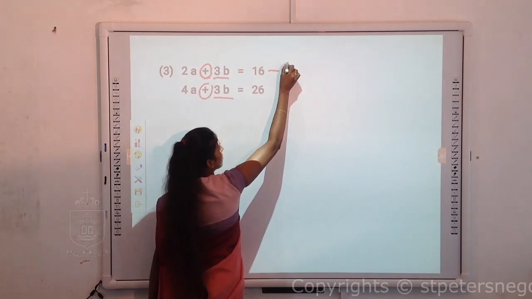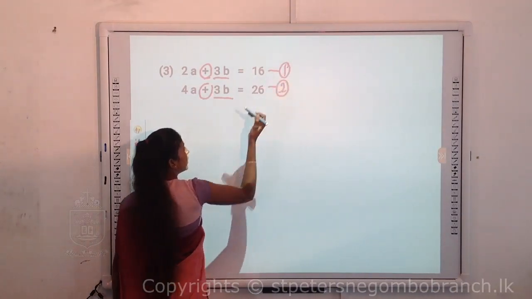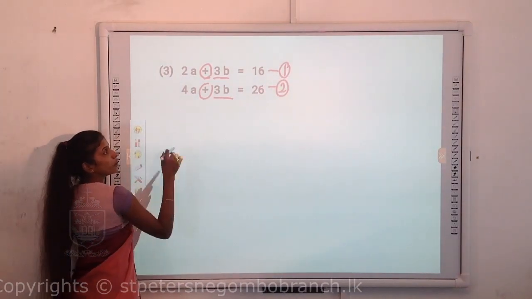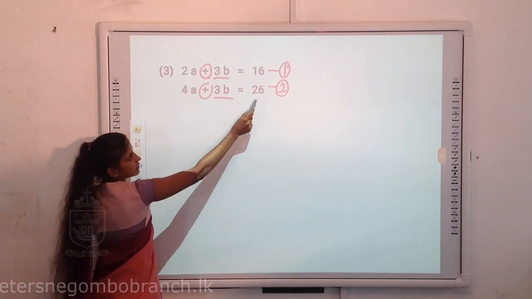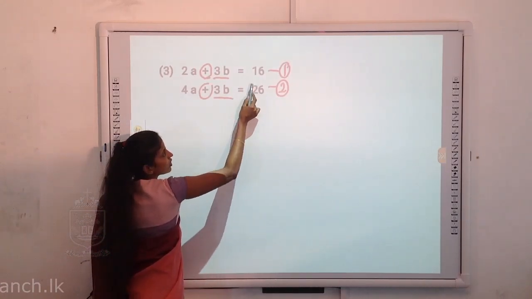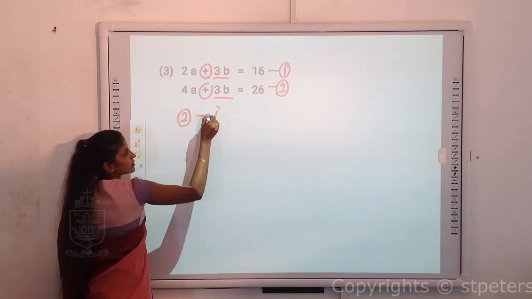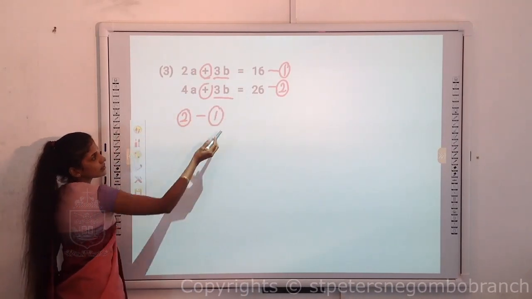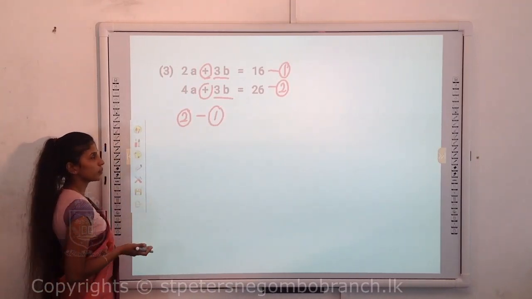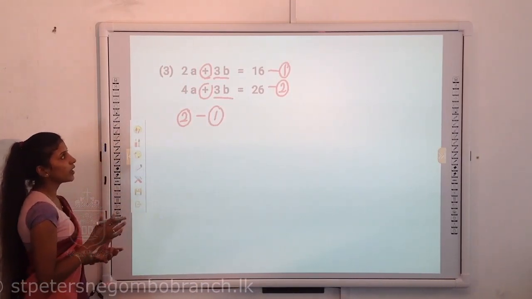First of all, name this 1, 2, and then you can subtract. Now when you are subtracting, look at this. This value is larger than this. So I am going to subtract it like this. I am going to subtract 1 by 2 since 2 is larger. Then you can subtract like the previous way and get the answer.